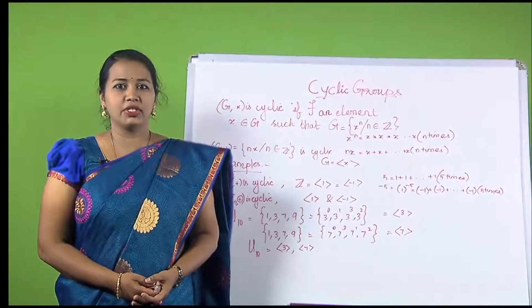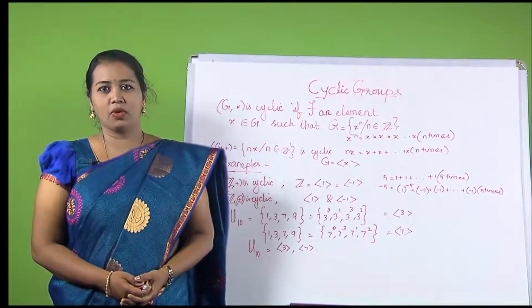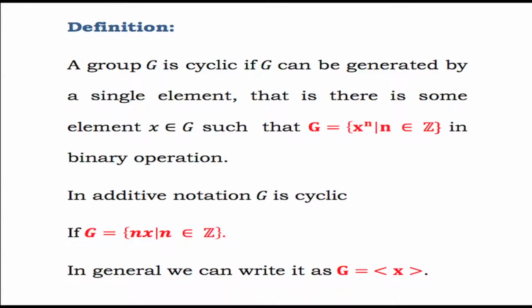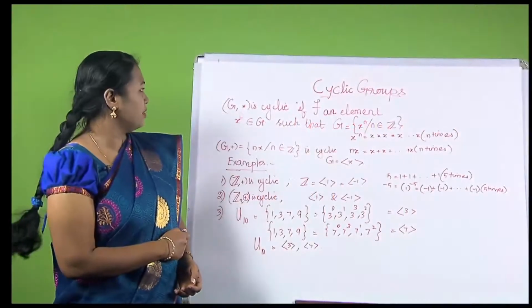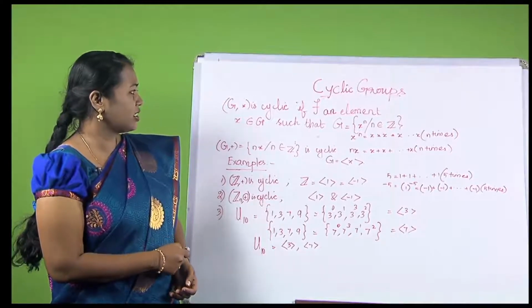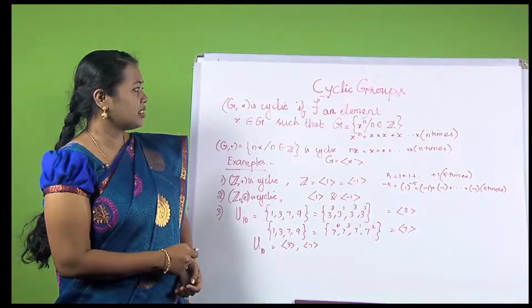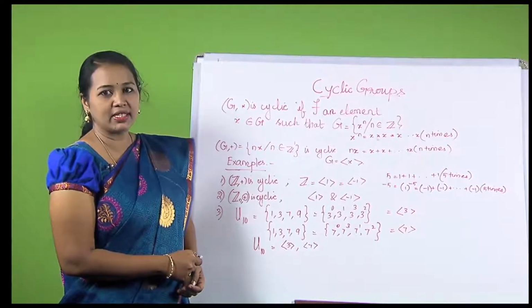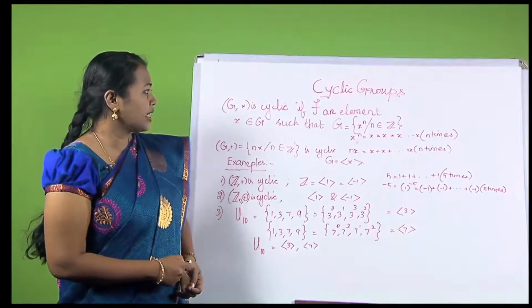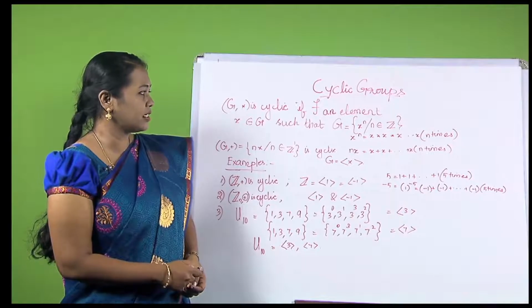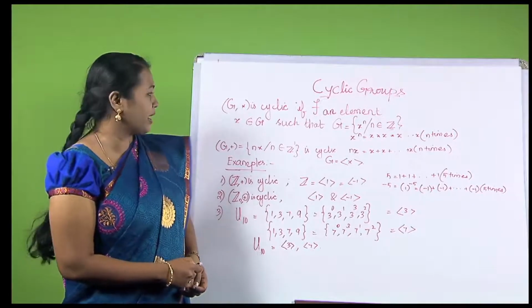In this module, we are going to see about a specific type of group called the cyclic group and some of its properties. Let us see the definition. A group (G, star) is cyclic if there exists an element x belonging to G such that G can be written as the set of all x power n such that n belongs to Z, where Z is the set of integers. So, x power n is equal to x star x and so on, n times. This is the meaning of x power n.